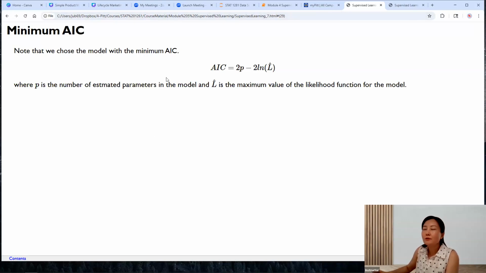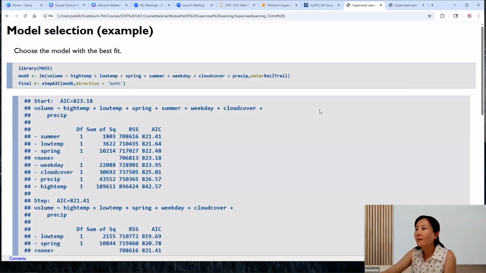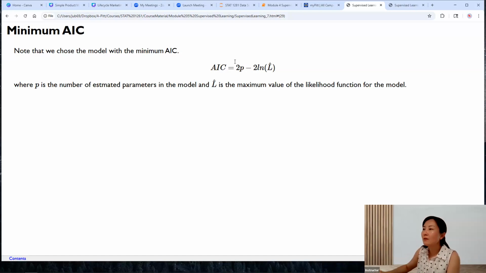So the model is trying to minimize AIC. What is AIC? AIC is equal to 2 times P minus 2 times natural log of L hat. In this formula, P is the number of estimated parameters in the current model. For example, at the beginning, how many variables we have? 1, 2, 3, 4, 5, 6, 7. So in the first model, we have P equal to 7.